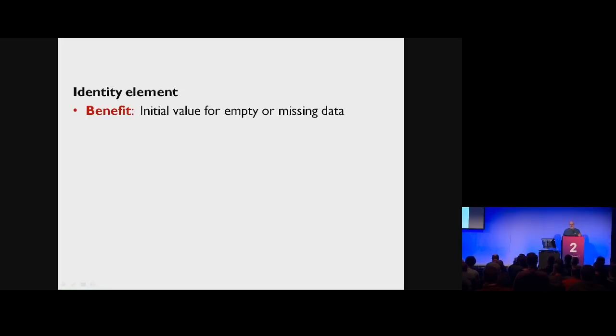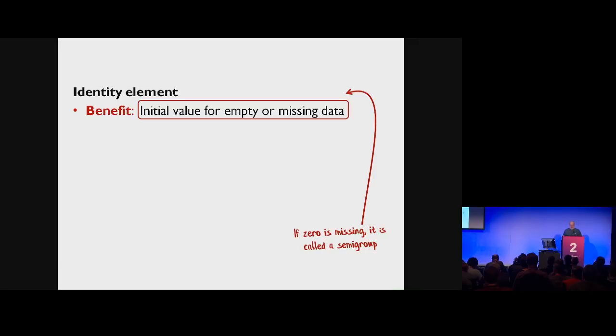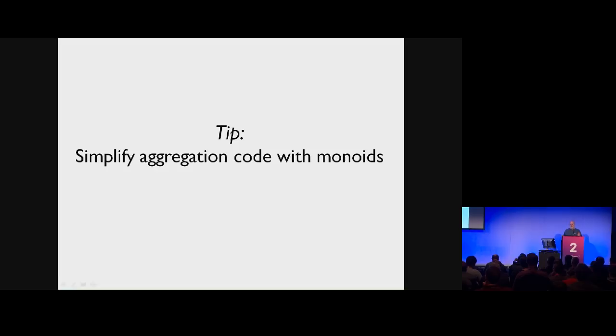So you have these three things, and once you see this pattern, you start seeing it everywhere. And you can have a missing zero. You can have patterns where there's no zero, and the mathematicians call that a semigroup, which is even more obscure. So let's look at a real example.